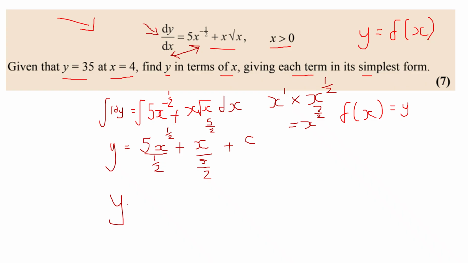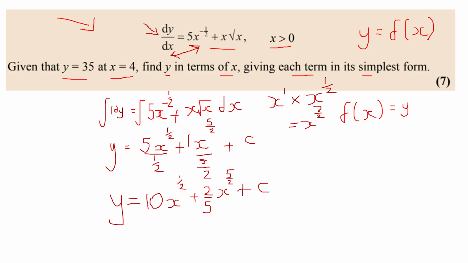I'm now going to tidy this up. So we've got y is equal to 5 divided by half. Well, dividing by half actually doubles your answer, so double 5 is going to be 10. So it's 10x to the power of a half. Then I've got plus 1 divided by 5 halves. Dividing by 5 halves is the same as multiplying by the reciprocal, so times 2/5, x to the power of 5 halves. And then don't forget the plus c.